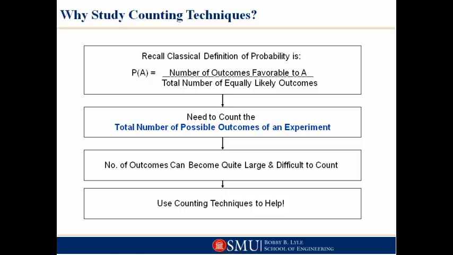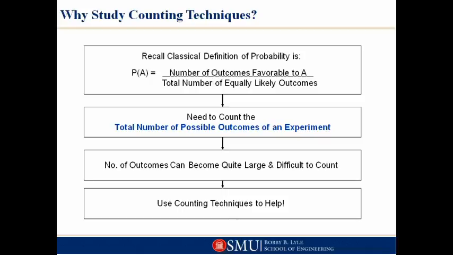We said that the number of outcomes favorable to A divided by the total number of equally likely outcomes gives the probability of an event A. That's the classical definition of a probability. Now, we need to be able to count the total number of possible outcomes of an experiment. We need both pieces of this: the number of outcomes favorable to a characteristic or event A, and the total number of possible outcomes of an experiment.